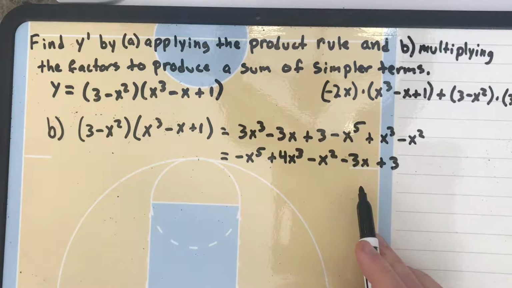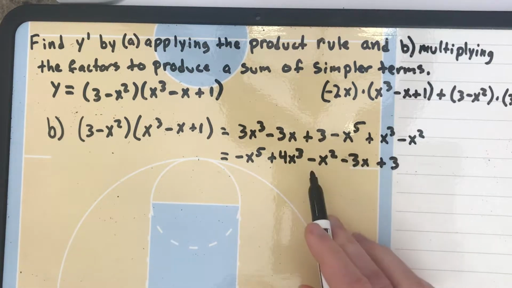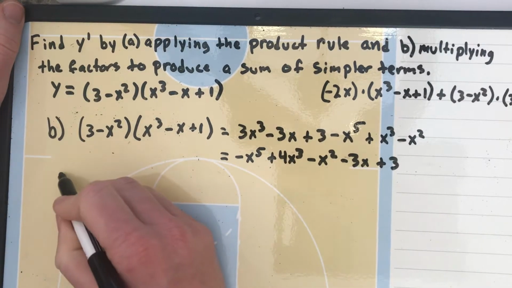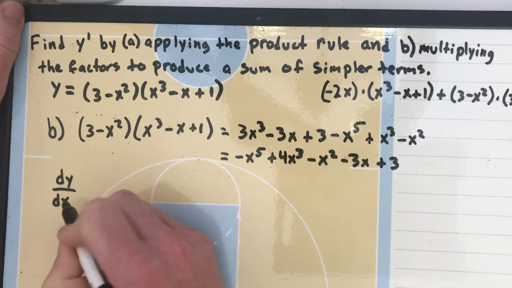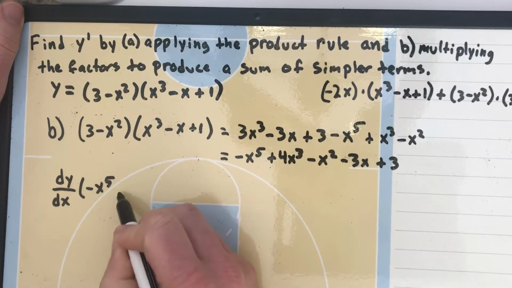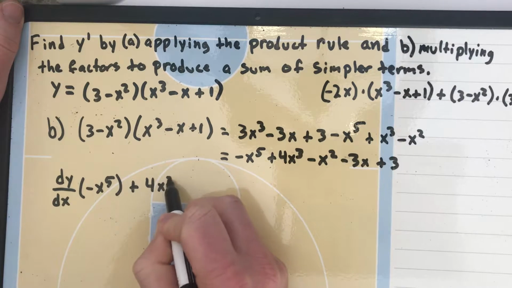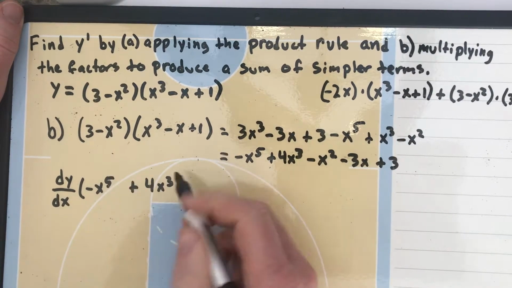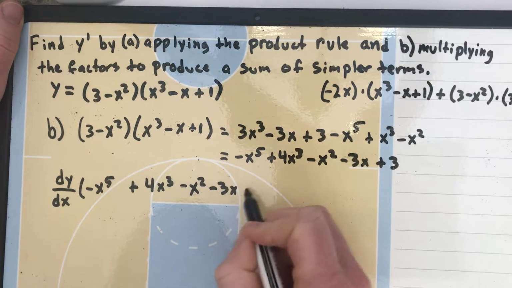Now they're going to say, find y prime. So they want you to find y prime for this. What does that mean? They want you to take the derivative of y with respect to x of this function. So that's negative x to the 5th plus 4x cubed minus x squared minus 3x plus 3. I shouldn't have put in parentheses.